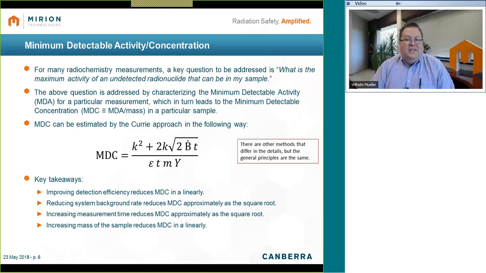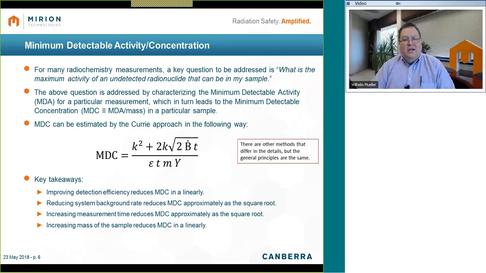This is a concept which addresses the question of, if you make a measurement and you don't see any activity in that sample, what is the maximum activity that could be in that sample. There are many different ways to address this concept, but they all have similar fundamental approaches in terms of producing that sensitivity.